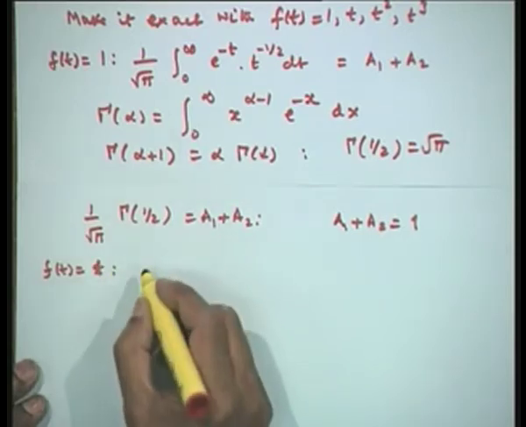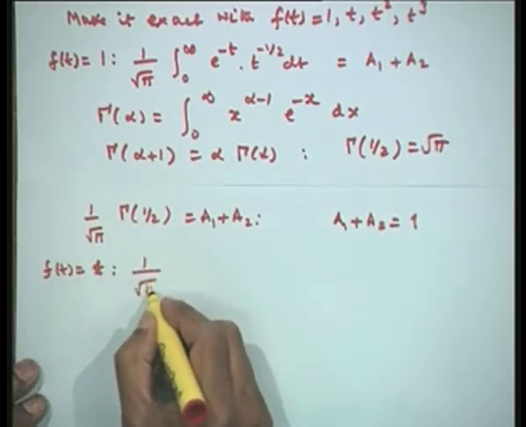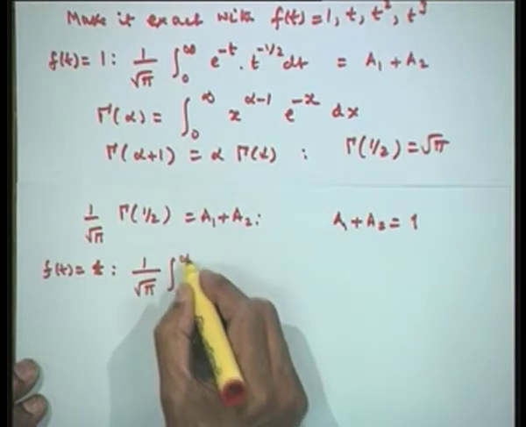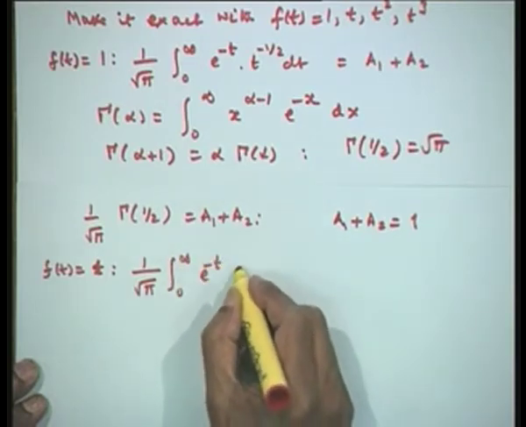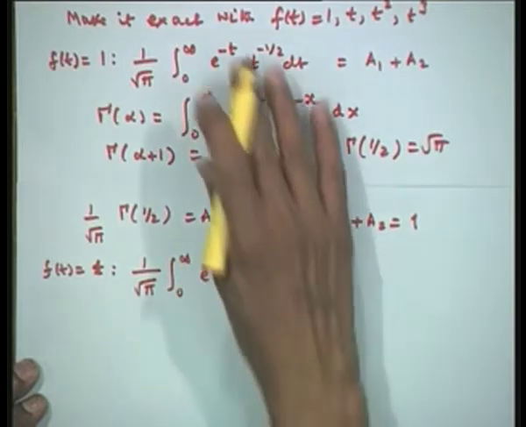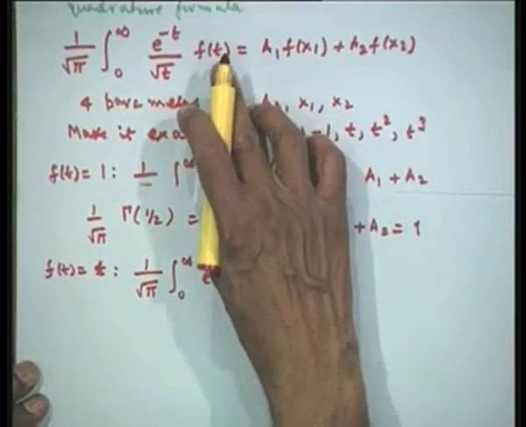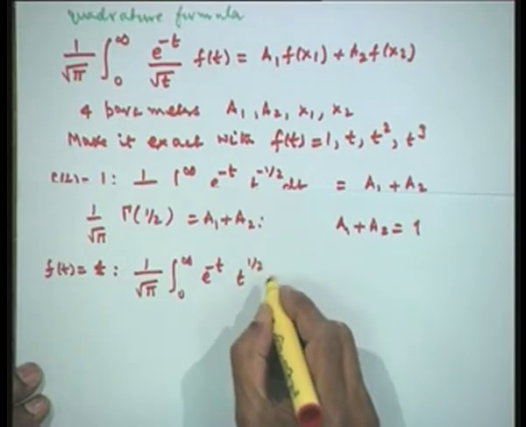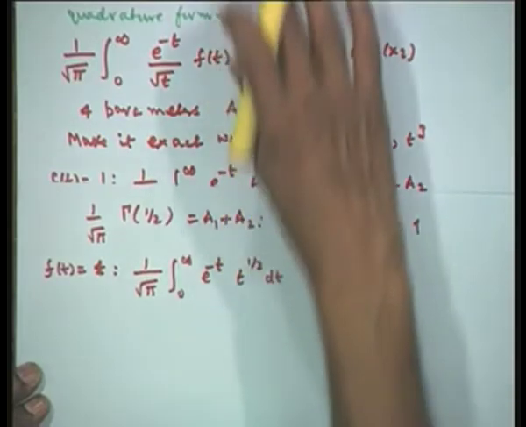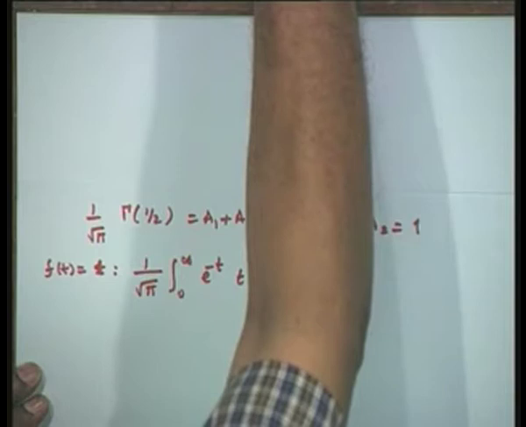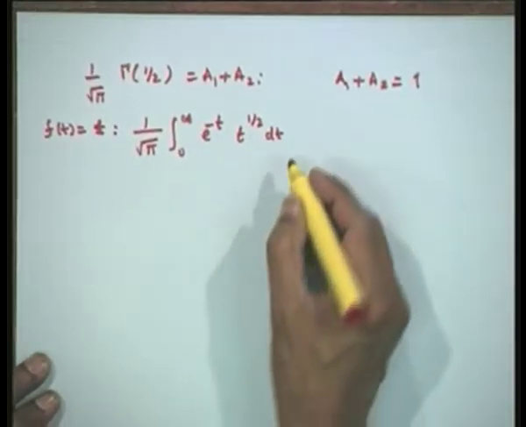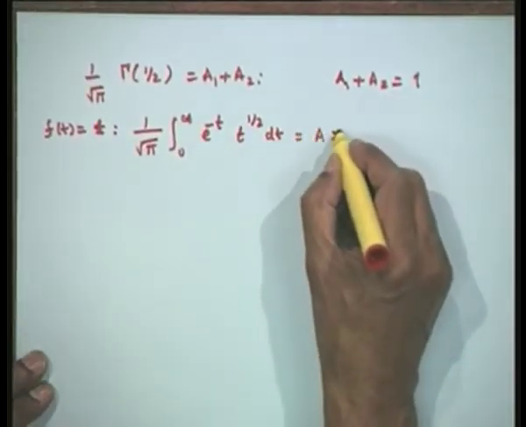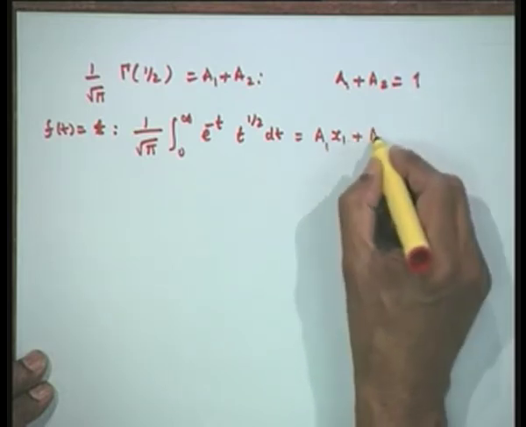Now f(t) is equal to t, therefore root t cancels. I will have 1 upon root pi, integral 0 to infinity, exponential of minus t, t to the power of half dt, and the right hand side is a1 x1 plus a2 x2.